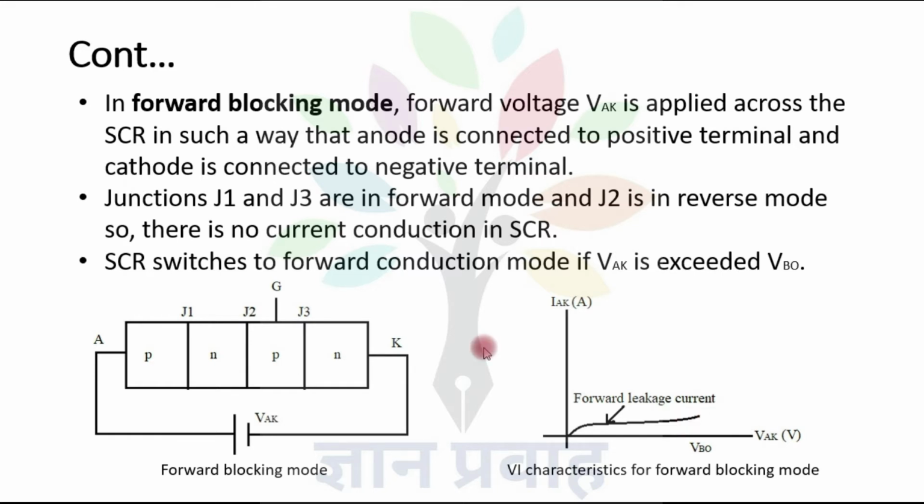So current conduction is possible if this J2 junction will break down. So this junction breaks down at a particular voltage of VAK, and this voltage is called break over voltage. So when VAK is equal to VBO or greater than VBO, then there is break over, or junction J2 will break down. It means current conduction is started here. Then this SCR enters in forward conduction mode.